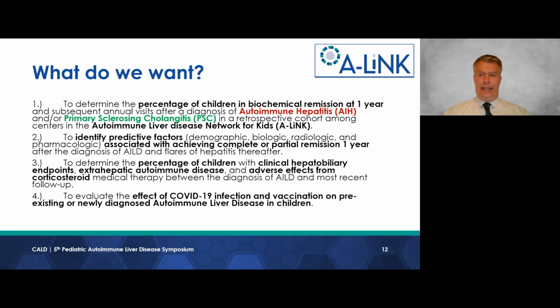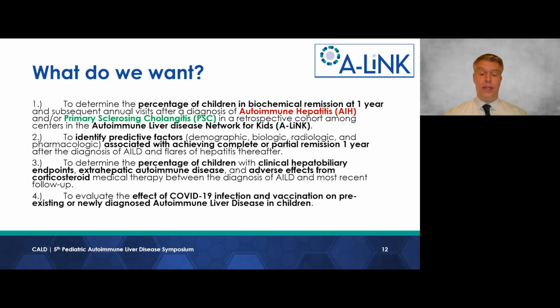So what is it that we want? First, to determine in a retrospective cohort within our A-Link network, the percentage of children with autoimmune hepatitis or PSC who are in biochemical remission at 1 year and subsequent annual visits. Second, to identify which predictive factors may be associated with achieving complete or partial remission 1 year after diagnosis and with disease flares thereafter.